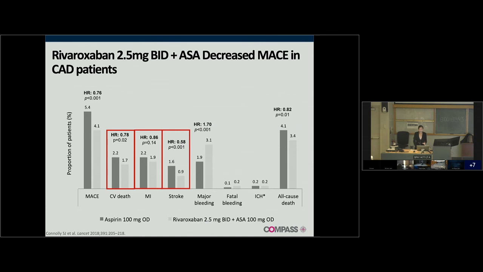Now, all that is great, but what about, again, the adverse effects? What about the bleeding risk? And absolutely, the bleeding goes up with the treatment group, which is the rivaroxaban plus aspirin group, compared to just aspirin alone. But the bleeding that matters, so the fatal bleeding and the intracranial hemorrhages that did not result in fatal bleeding, those two were not significantly different between the treatment group and aspirin. And in fact, the all-cause mortality is actually lower in the dual pathway inhibition group compared to aspirin alone.